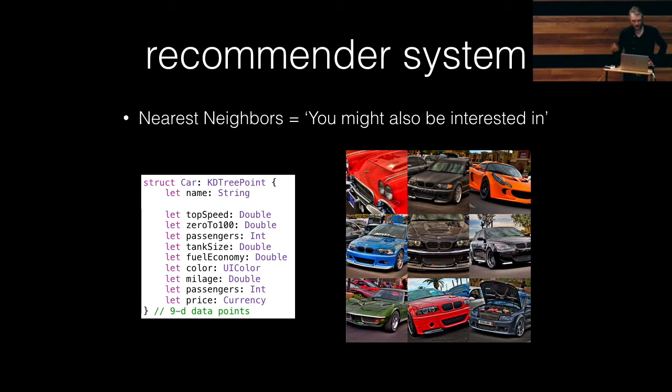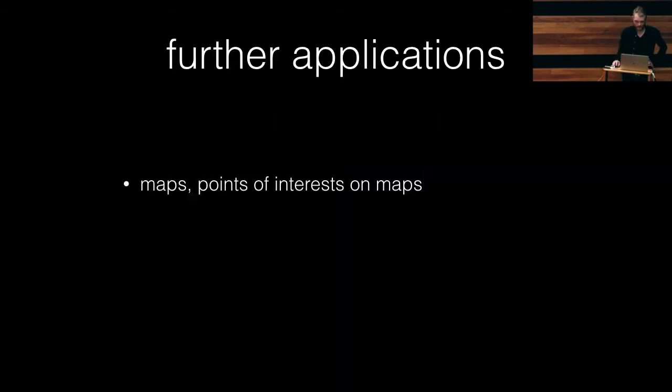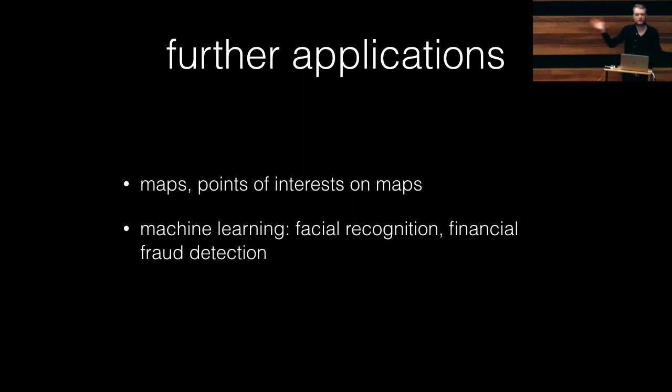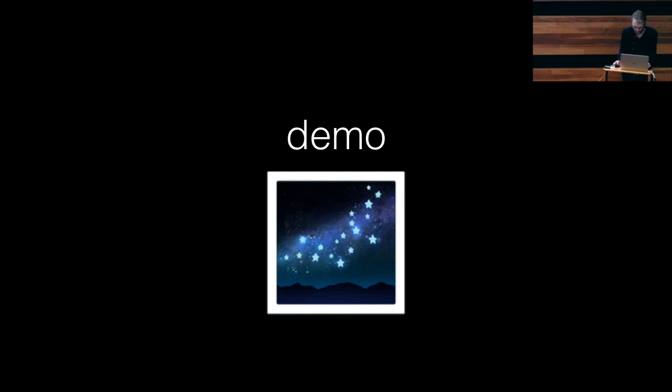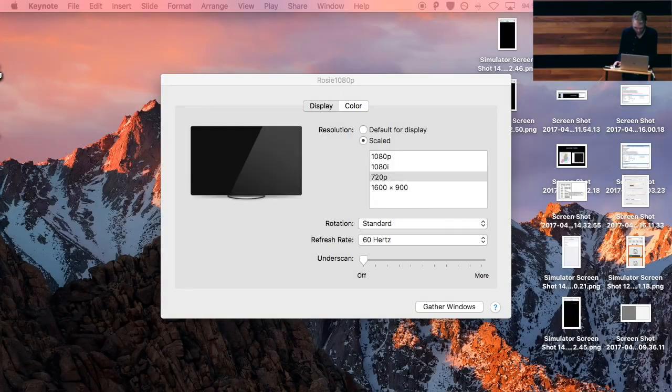Further applications: maps, the points of interest that we have, like the accidents, and machine learning, where we can do facial recognition. We can have a large data set of faces that we can put in our tree and then compare them. There's financial fraud detection. Really, the last demo I just want to show you because I think it's really cool, and I still have the QuickTime running.